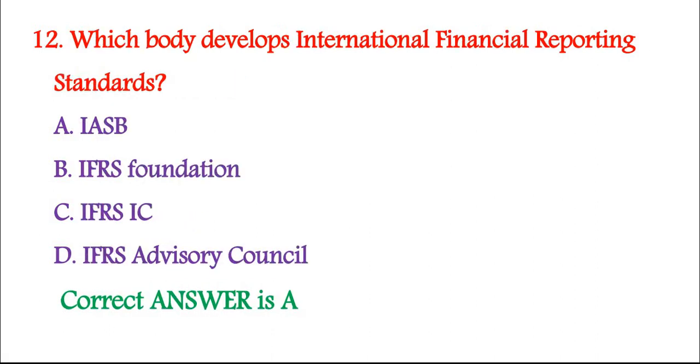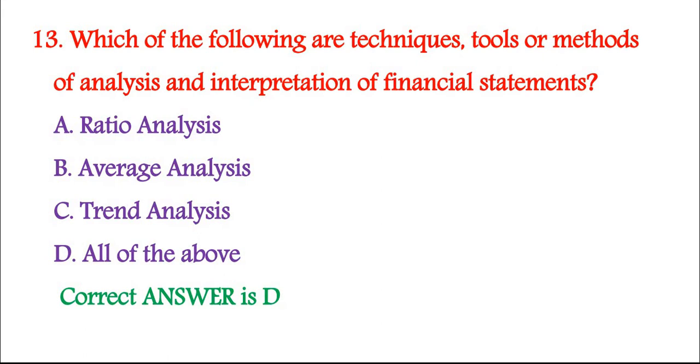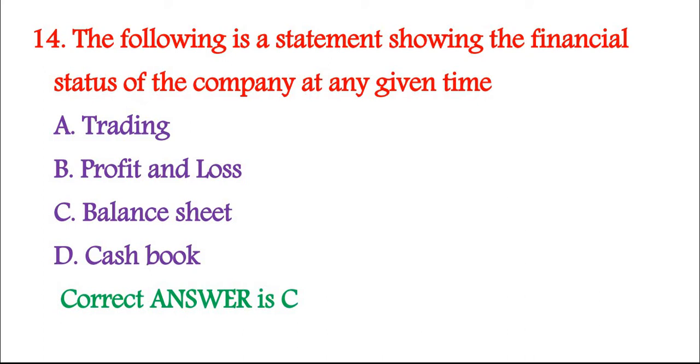12. Which body develops international financial reporting standards? A. IASB. B. IFRS Foundation. C. IFRS IC. D. IFRS Advisory Council. Correct answer is A. 13. Which of the following are techniques, tools, or methods of analysis and interpretation of financial statements? A. Ratio analysis. B. Average analysis. C. Trend analysis. D. All of the above. Correct answer is D. 14. The following is a statement showing the financial status of the company at any given time: A. Trading. B. Profit and loss. C. Balance sheet. D. Cash book. Correct answer is C.